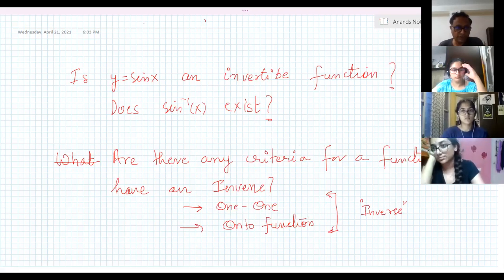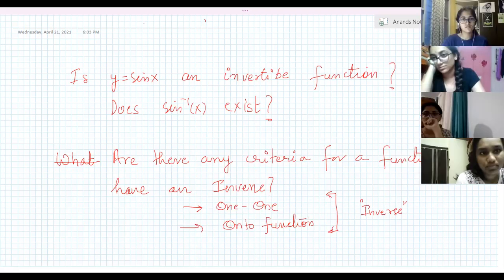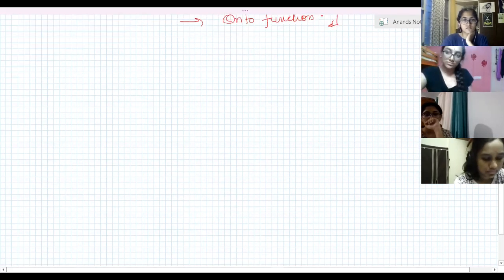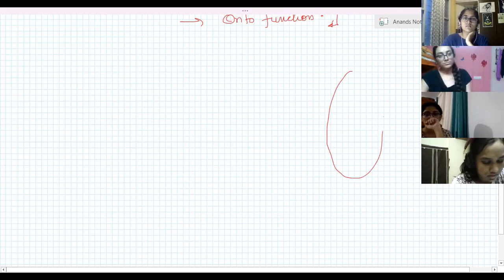Yes, sir. And are you following this, ma'am? Yes, sir. All right. Now we have to examine if y is equal to sine x is satisfying this criteria for 1-to-1 and onto. So we will do it with some simple examples. This is a forward function now, so it's easy for us to find out.